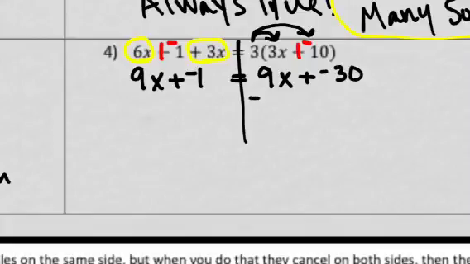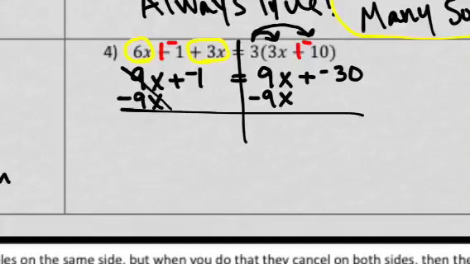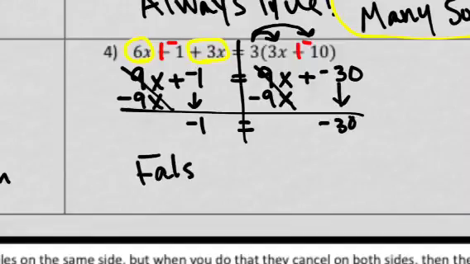And if I subtract 9x to get it to the other side, something weird happens where the 9x's cancel on both sides, so I'm left with negative 1 is equal to negative 30. And that is a false statement. Negative 1 does not equal negative 30, so that means there are no solutions.